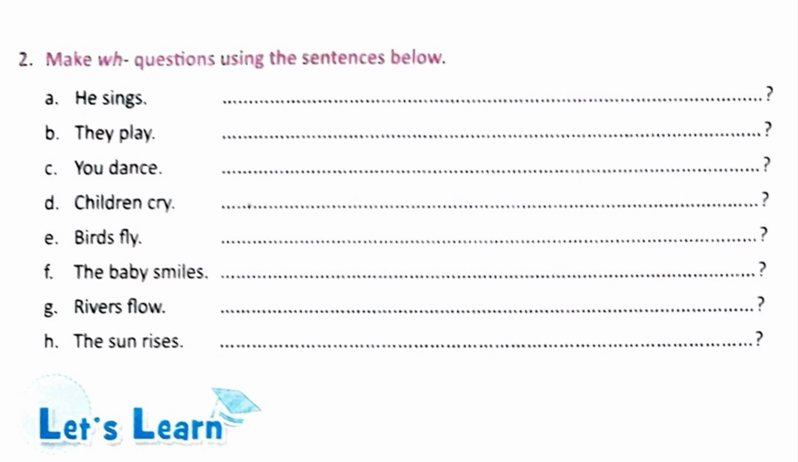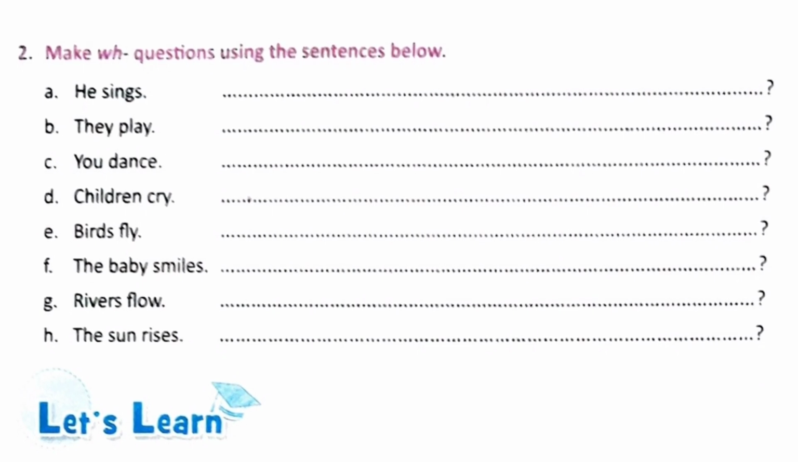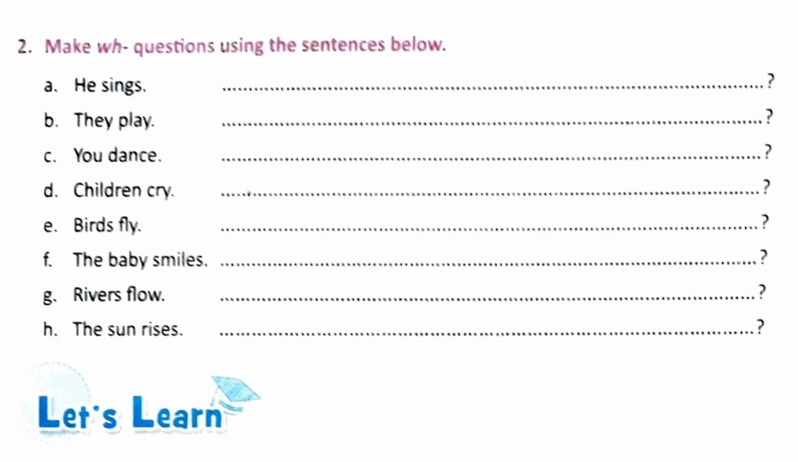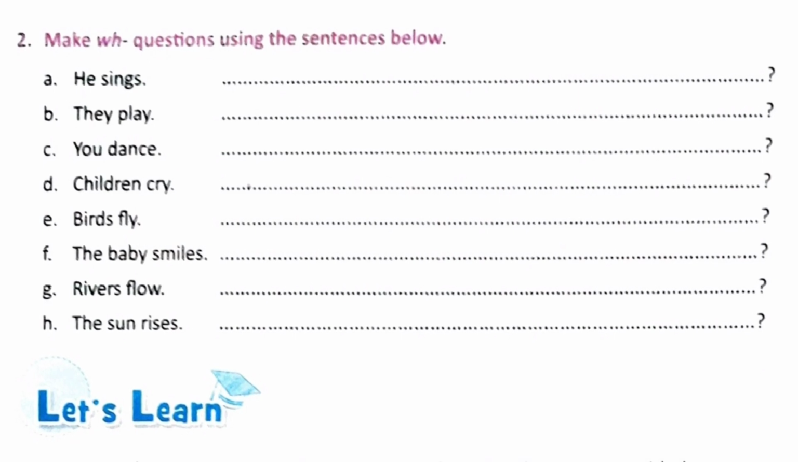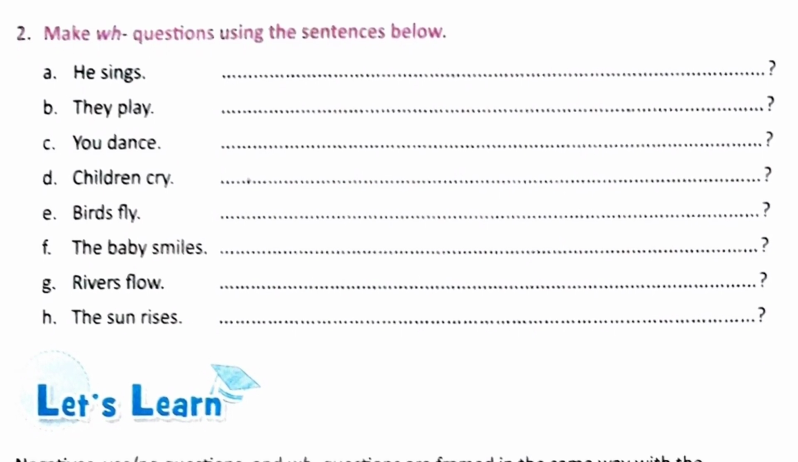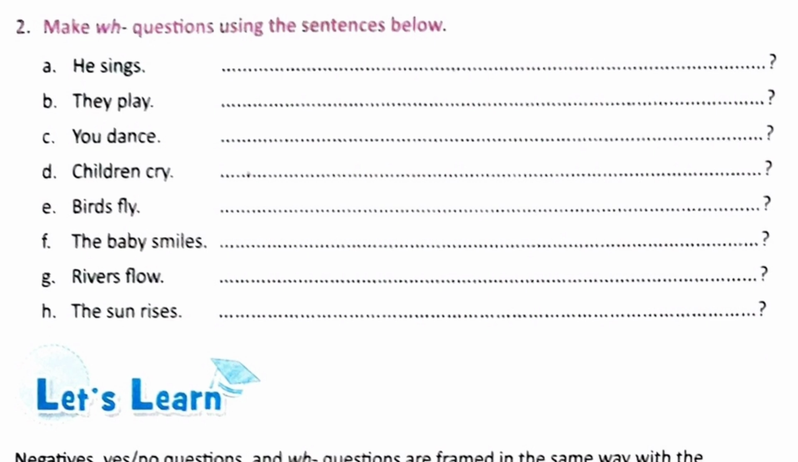And the second one is: make WH questions using the sentences below. So the first one is "He sings." So you may write "Who sings?" This way you have to complete this question also.